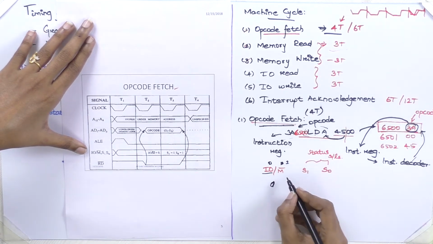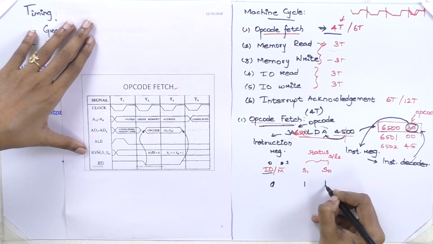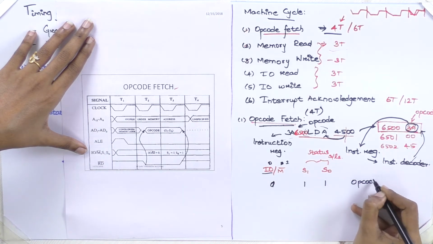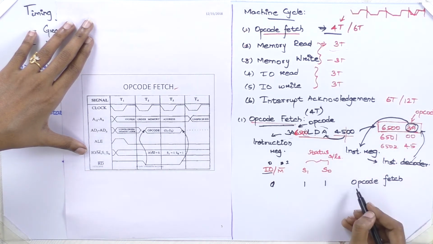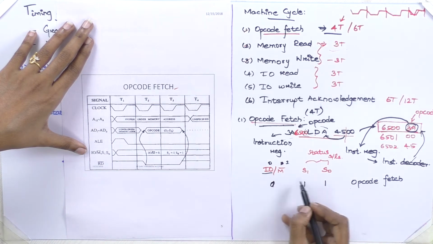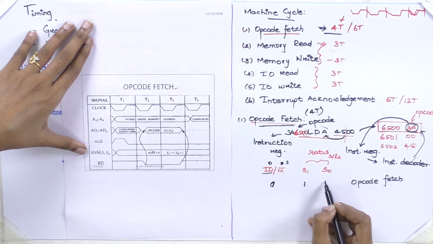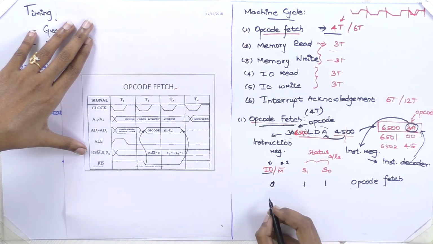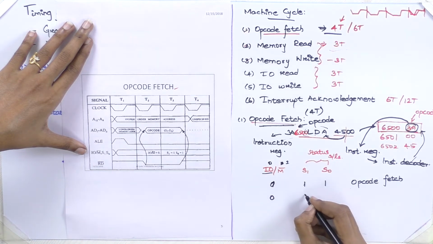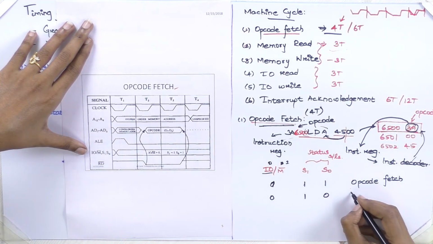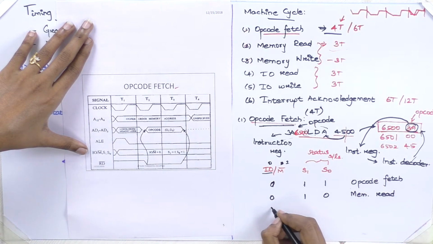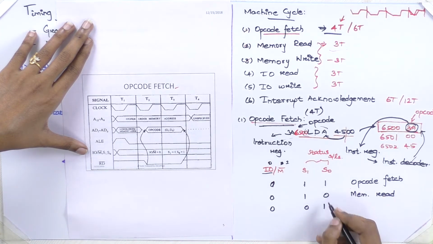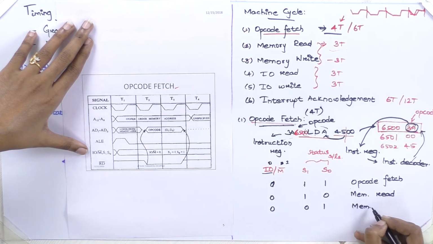If the value is 0 and the status values are 1, 1, then the operation is called opcode fetch, because the opcode is stored in memory itself, so it's a memory operation. So if the signal values are 0, 1, 1, the operation is opcode fetch. If IO/M bar is 0 and S1 is 1, S0 is 0, then the operation is memory read. If it is 0 and S1 is 0, S0 is 1, then the operation is memory write.